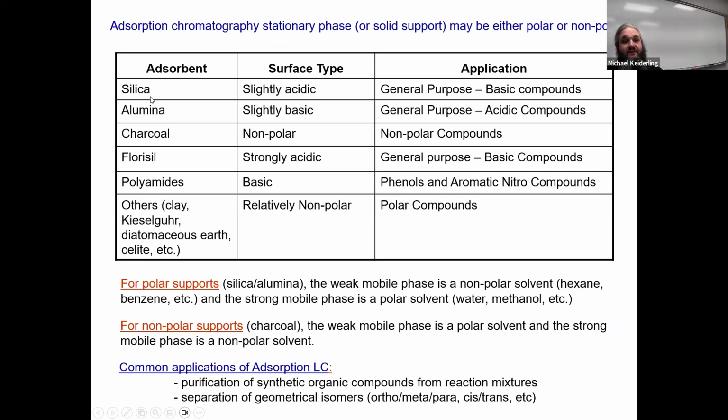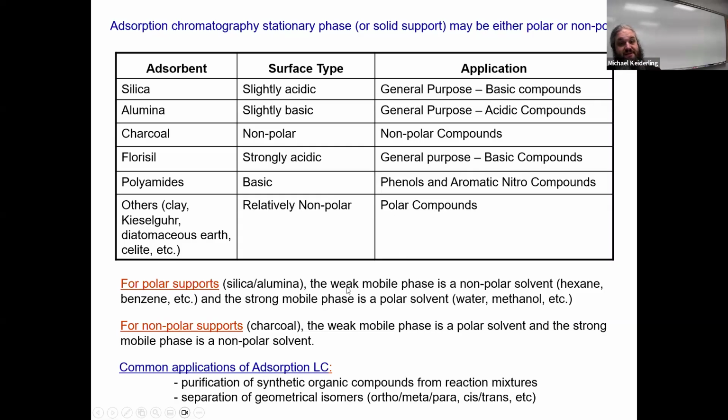So you can have things like silica, whose surface is slightly acidic. It's general purpose or for basic compounds. Alumina, slightly basic, general purpose or for acidic compounds. Charcoal has a nonpolar surface. It's good for nonpolar compounds. Florisil is strongly acidic. It's general purpose or for basic compounds. Polyamides are basic. It's good for phenols and aromatic nitro compounds. And others, things like clay, chlorine, diatomaceous earth, cyanide, that are relatively nonpolar, which are good for polar compounds.